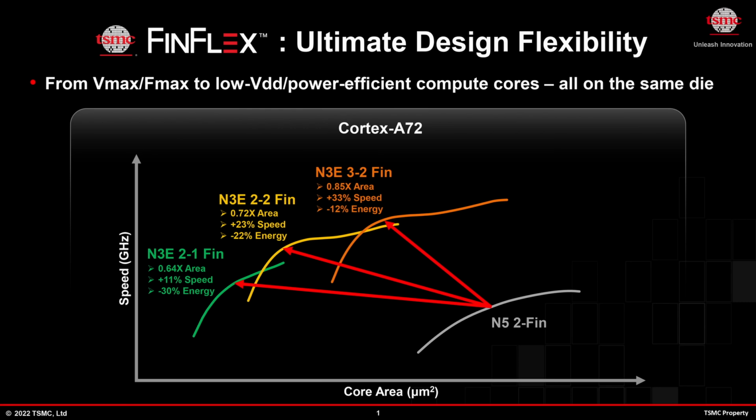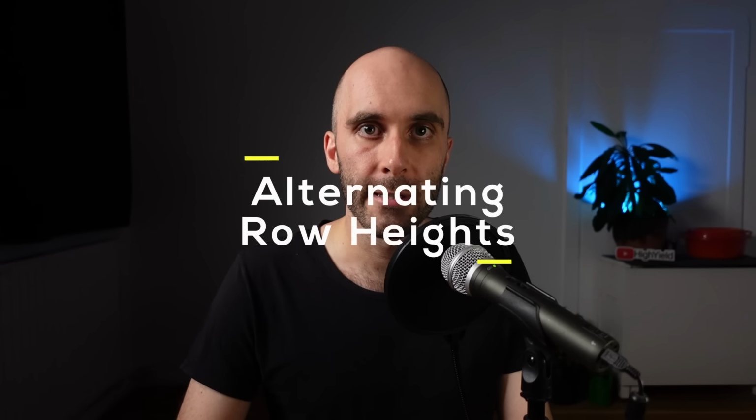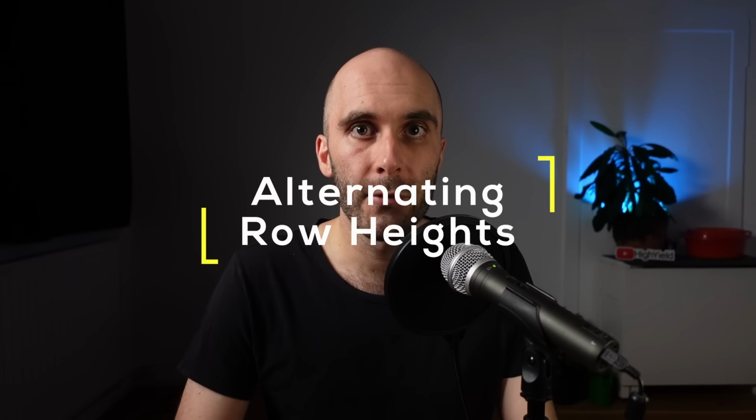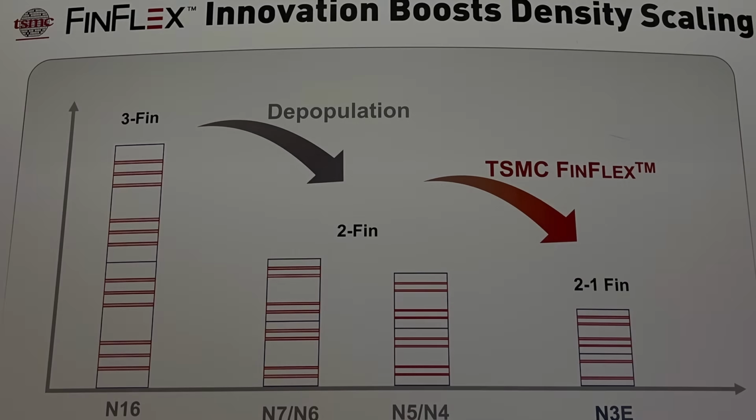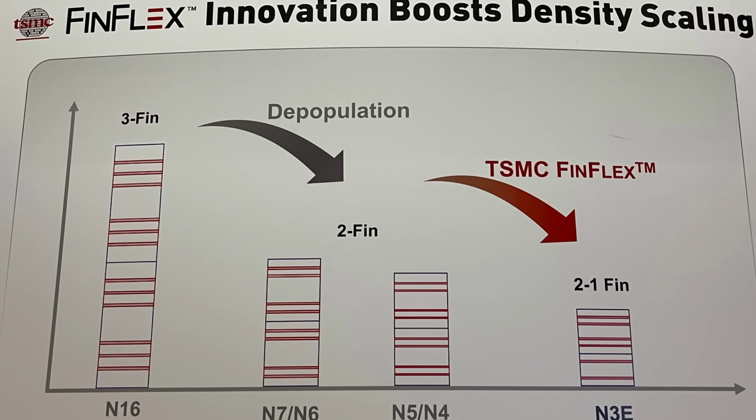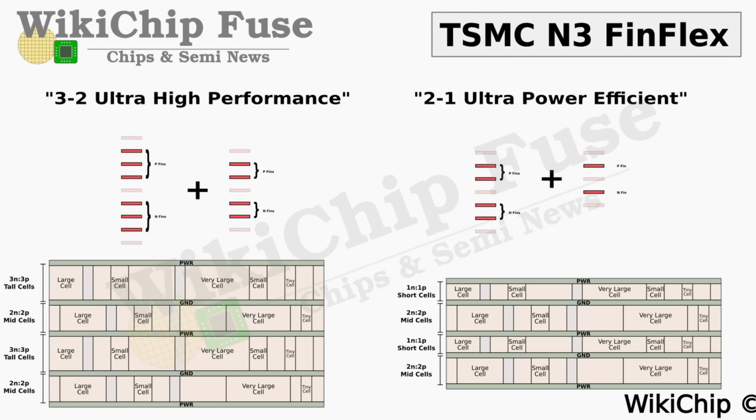And no, this doesn't indicate different fin counts for N and PMOS transistors. Instead, TSMC is adding the option of so-called alternating row heights. You still have to use cells with the same height for a cell row, but with FinFlex, the very next row can now use a different cell height. The 3-2 FinFlex library, for example, alternates rows with 3 fins and rows with 2 fins. That means a single logic block can now contain cell rows with different cell heights.